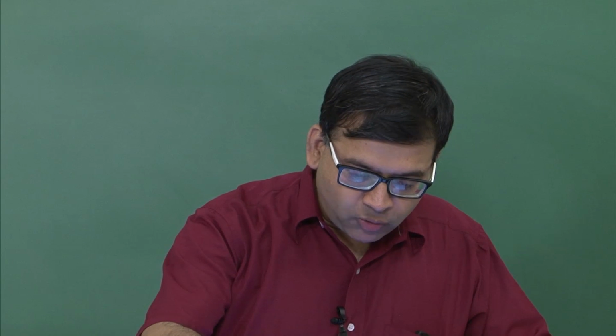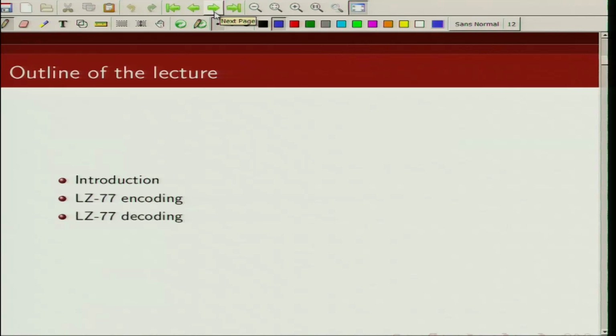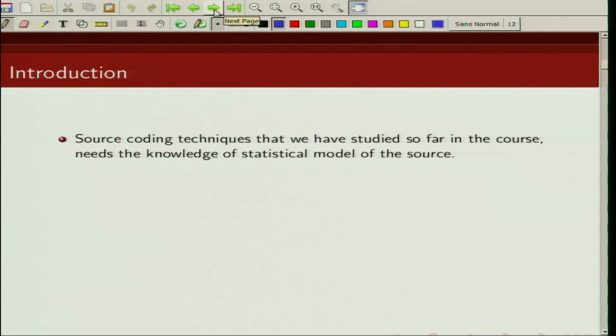Under this we'll talk about the Lempel-Ziv algorithm. In this class we will talk about the Lempel-Ziv 77 algorithm, and in the next lecture we'll talk about the Lempel-Ziv Welsh algorithm. So we'll talk about the encoding and decoding of the Lempel-Ziv 77 algorithm in this particular lecture.